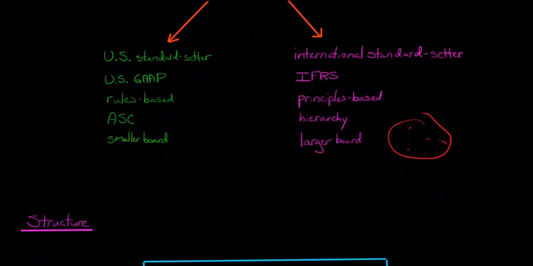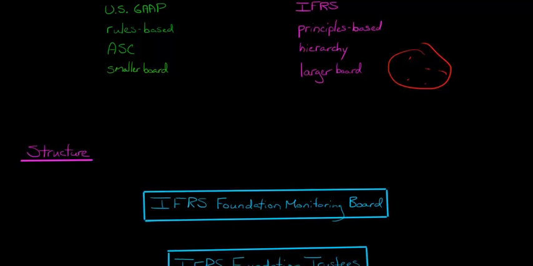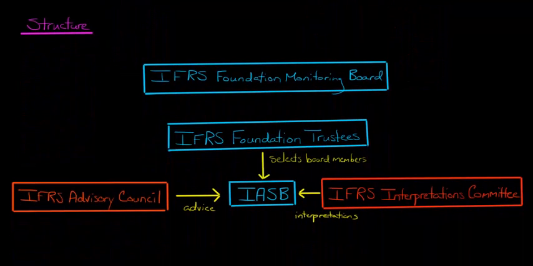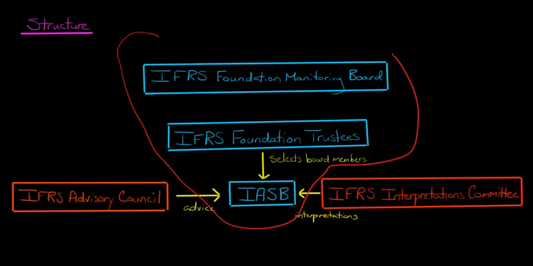Now, I want to talk about the structure because there are actually quite a lot of similarities between the structure for the International Accounting Standards Board and also the Financial Accounting Standards Board. So first off, let me tell you about the IASB. We have what's commonly called a 3-tier governance structure. And with 3 tiers, we have 3 organizations.